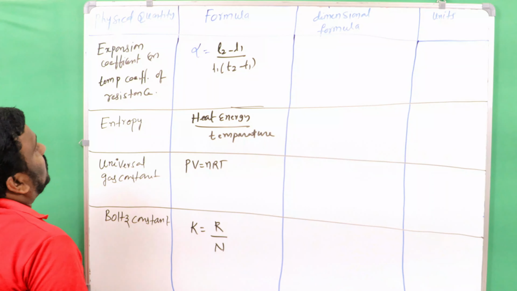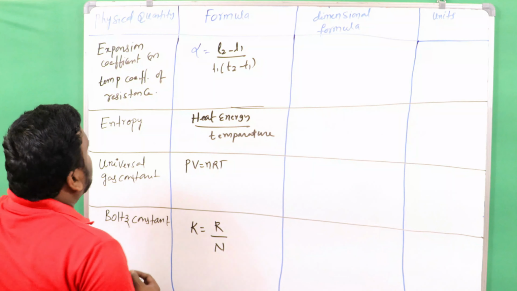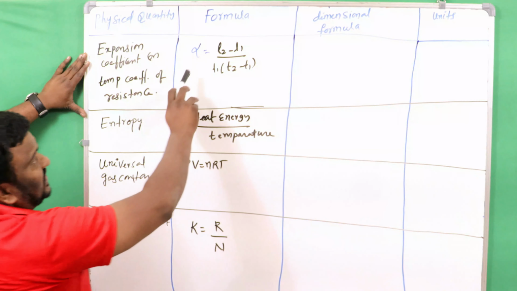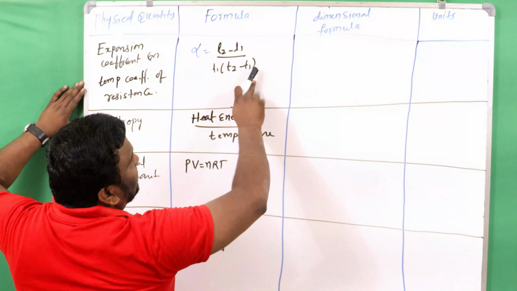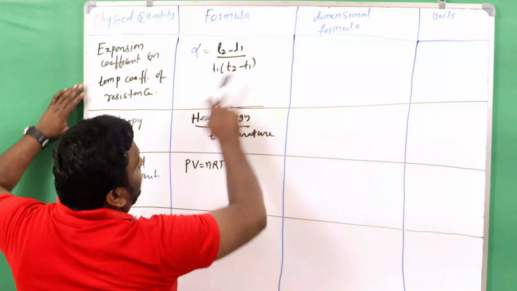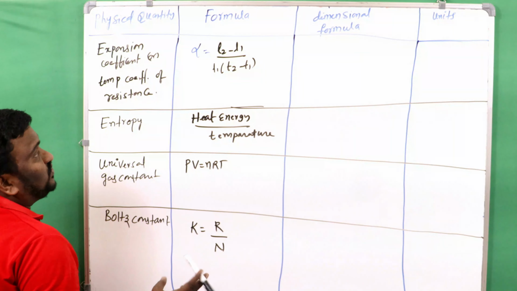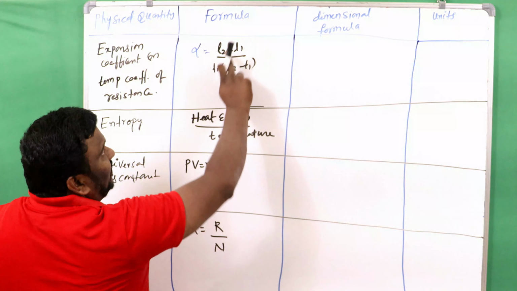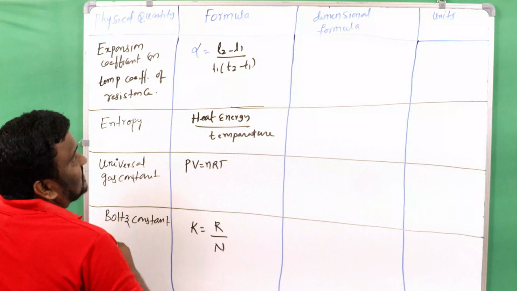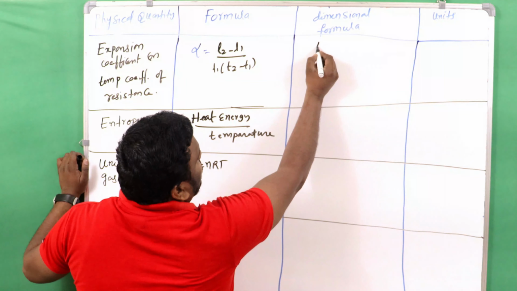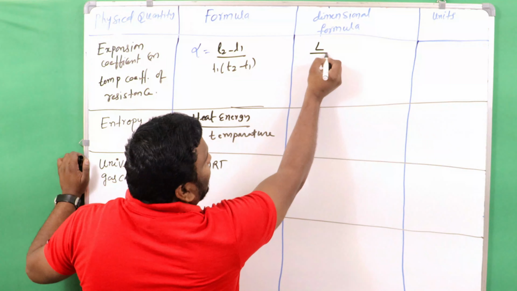expansion coefficient or temperature coefficient of resistance. So linear expansion coefficient alpha is (L2 minus L1) by L1 into (T2 minus T1). L2 minus L1 is what? Increase in length. L1 is what? Original length. So both have the same dimension formula and they are going to cancel. Or you can write L2 minus L1 also having dimension formula L.